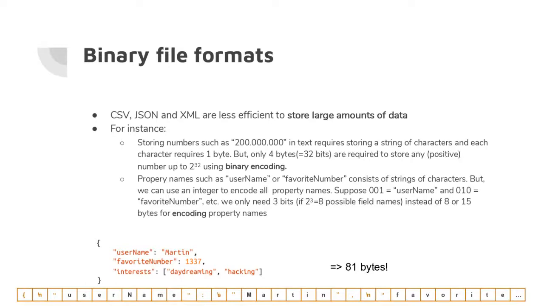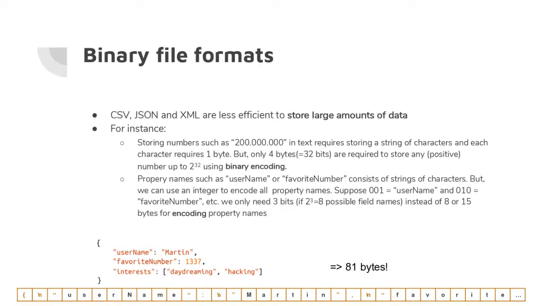And so what's the problem with that? For instance, if you have a large number, like 200 million, and you store that just in text, you store really a string of characters, and each character requires 1 byte. But actually, for storing numbers, you can use binary notation. And then if you have 4 bytes, you can store any positive number as long as it's smaller than 2 to the power 32, using a binary representation.